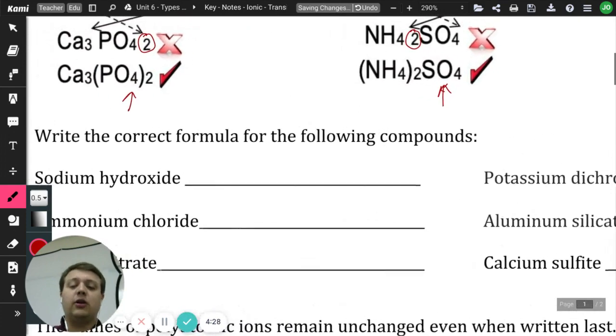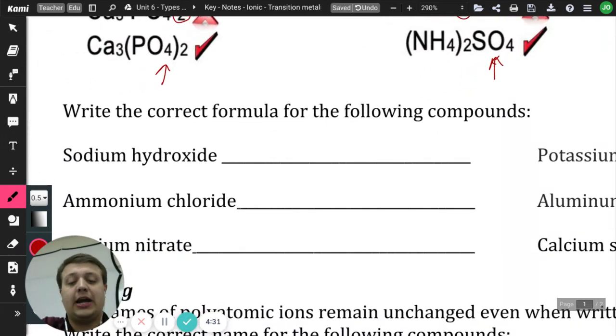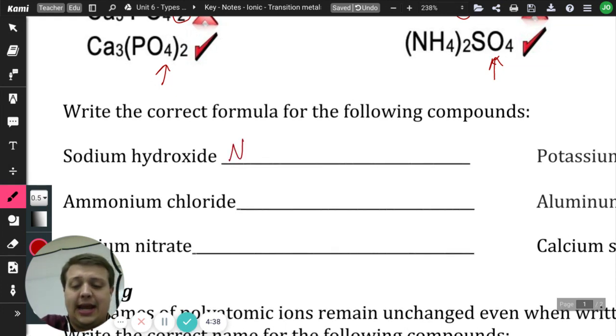So let's take a look at writing some actual compounds. I've got sodium and I've got hydroxide. First off, let's go ahead and write our atomic symbols. Sodium is Na. Na is in group 1, so it's going to have a +1 charge. Then I've got hydroxide. Now, a common mistake is thinking of hydroxide as hydrogen or oxygen. It's not. It's a combination of the two. So you'll use your polyatomic list. You'll find hydroxide, and you'll find that it is OH with a -1 charge.